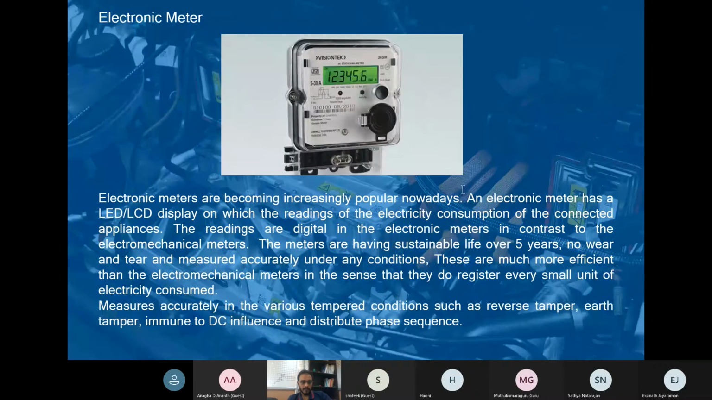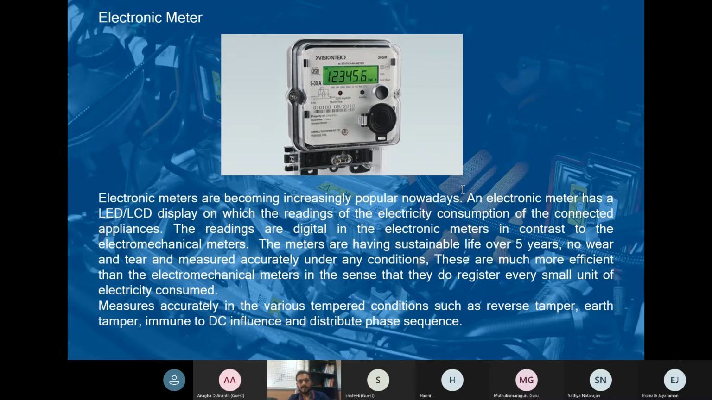Electronic meter, also called digital meter, in modern days. Electronic meters are becoming increasingly popular nowadays. An electronic meter has an LED or LCD display on which the readings of the electric consumption, that's in the units of kWh, of the connected appliances are shown. The readings are digital in the electronic meters in contrast to the electromechanical meters. These meters are sustainable over a 5-year period, with no wear and tear, and measure accurately under any conditions.